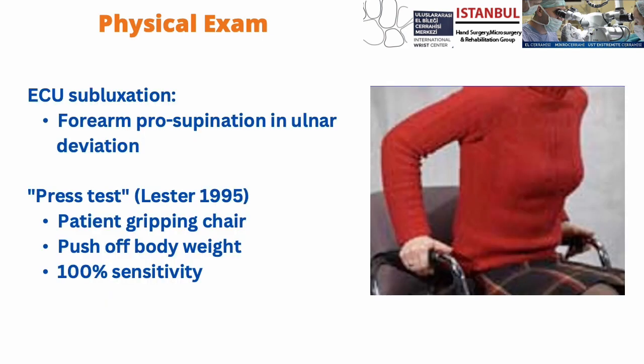ECU subluxation or injury also must be ruled out. ECU may subluxate or snap during pronation and supination in ulnar deviation. The press test described by Lesser in 1995 showed 100% sensitivity to rule out pathology of the ECU tendon. The patient is asked to grip the chair in pronation and push off the body weight.